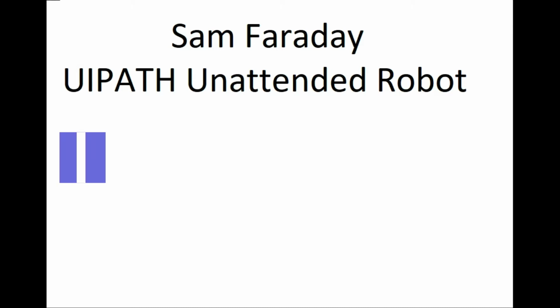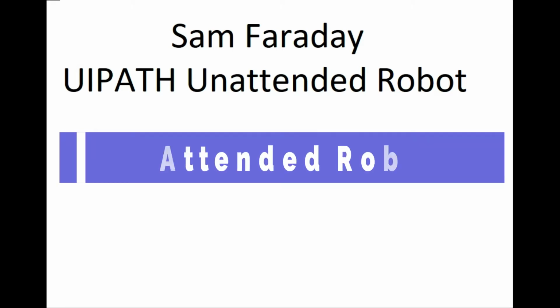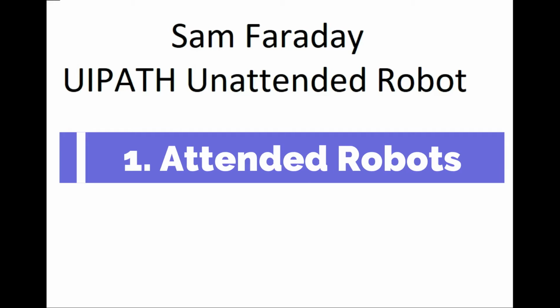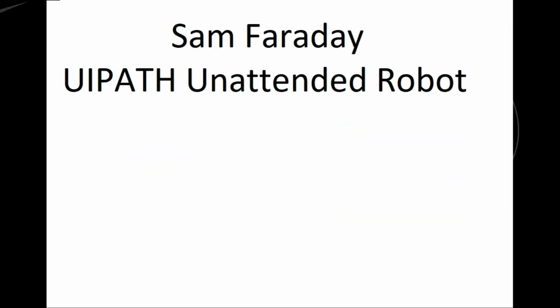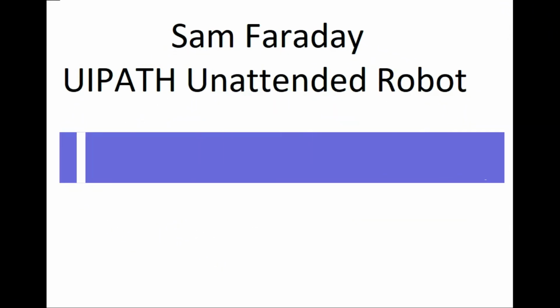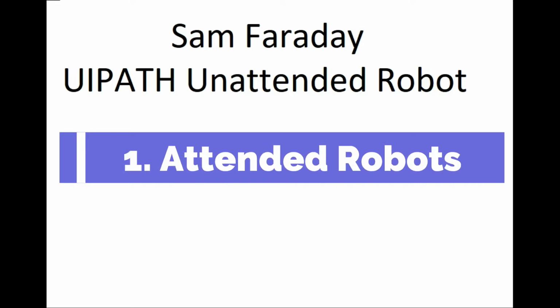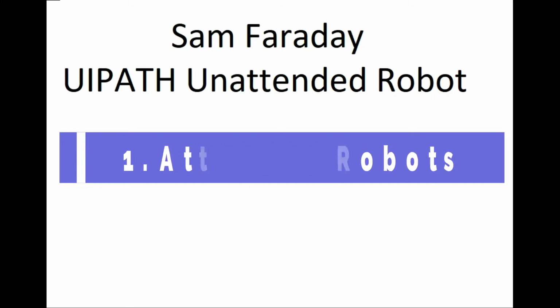Uipath has mainly three types of robots. The most common one are attended robots, which are robots that work side by side with humans on their desktops and act like personal assistants to help with daily tasks. Employees access, schedule, and run attended automations in UiPath Assistant.